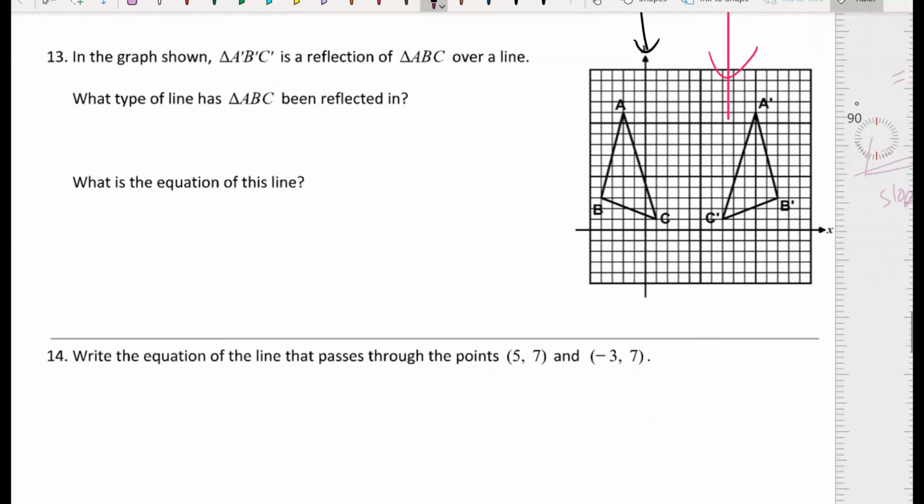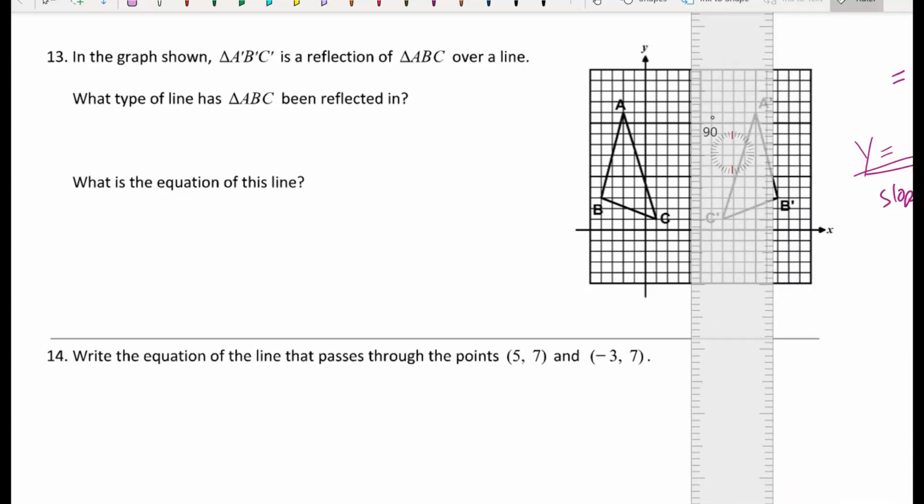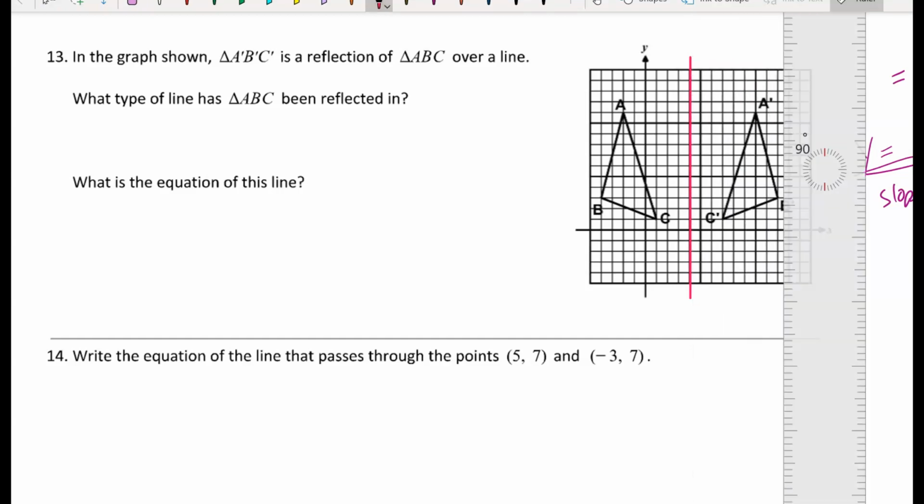For number 13, in the graph shown, triangle ABC prime is the reflection of triangle ABC over a line. What type of line has triangle ABC been reflected in? Well, if I'm trying to visualize the symmetry here, if I draw a vertical line somewhere about here, it looks like it'd be a mirror image. I could fold my paper over that line and all of my points would land on top of its image. So I would say that's definitely some vertical line.